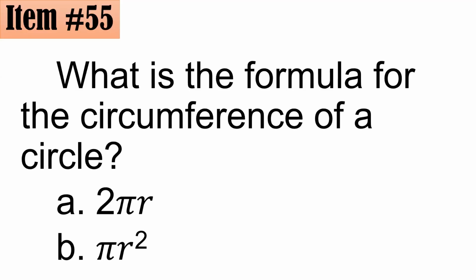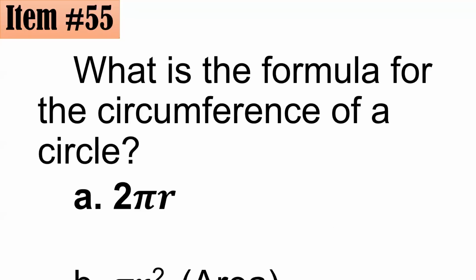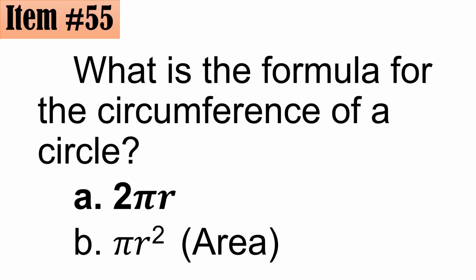55. What is the formula for the circumference of a circle? Is it A, 2 pi r, or B, pi r squared? Circumference. Okay. 2 pi r yung sagot ng madlang people. And if you answered 2 pi r, you are actually tama po ulit. Kasi yung pi r squared is in fact the formula in finding the area of a circle. Letter A.